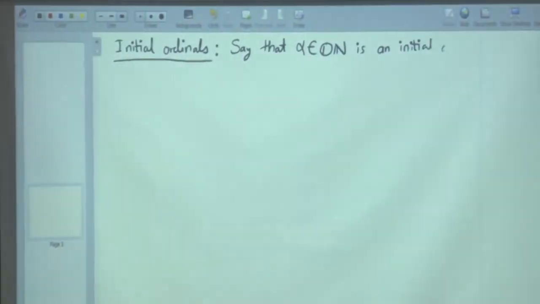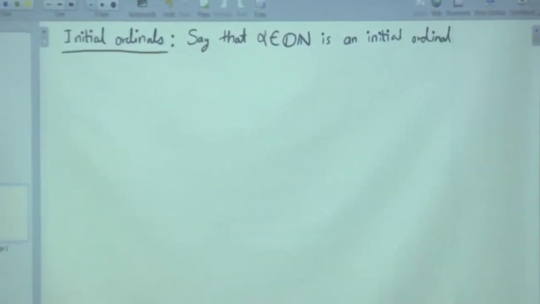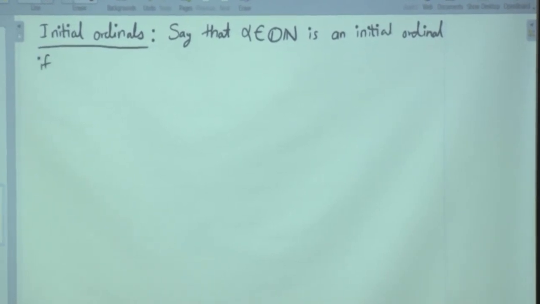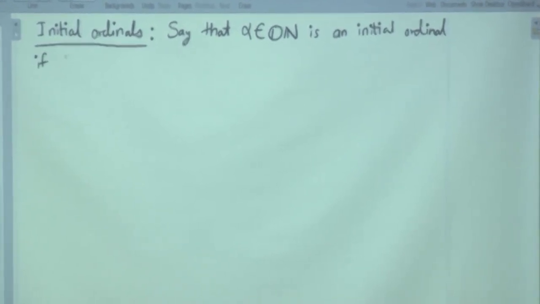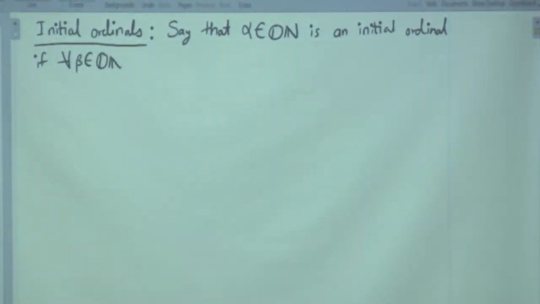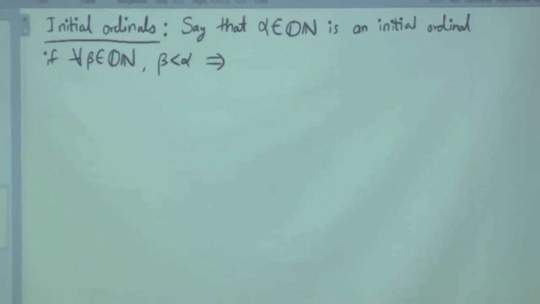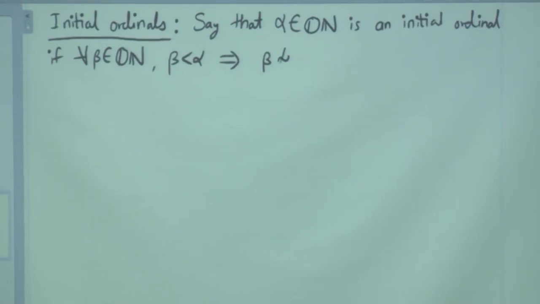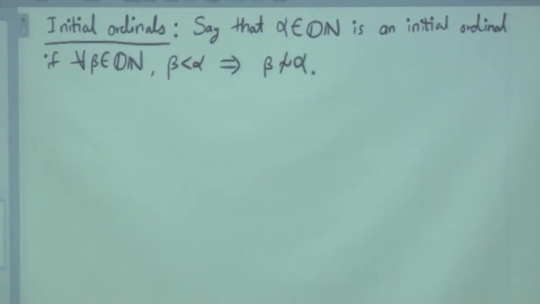So say that alpha in ON is an initial ordinal if for all beta in ON, beta less than alpha implies that beta is not equinumerous with alpha.